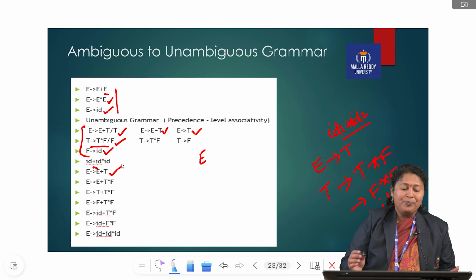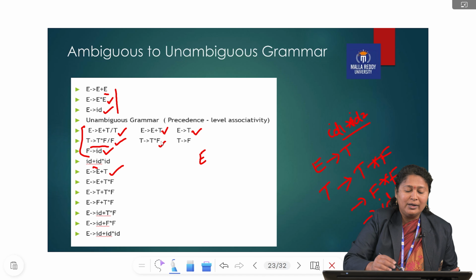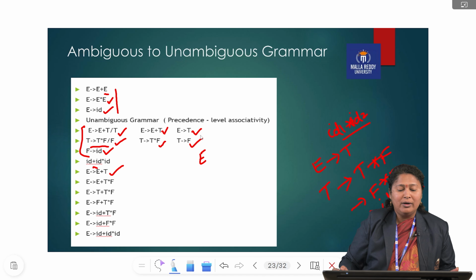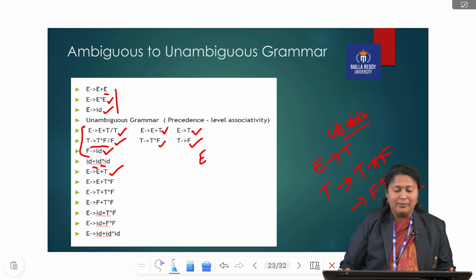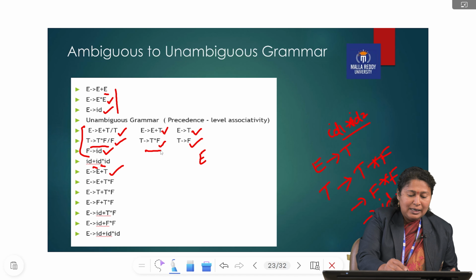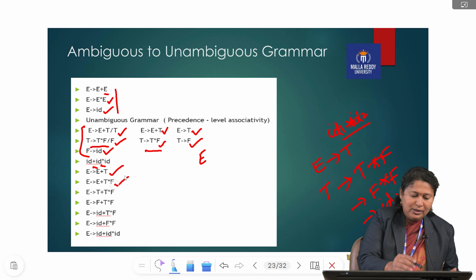Next, now again E plus T I have taken. Next this T can be replaced by either T cross F or F. But I have an asterisk, there is a multiplication sign in this one. So what will I do? I will go with T cross F. I don't have another option. So I have just gone with T cross F.